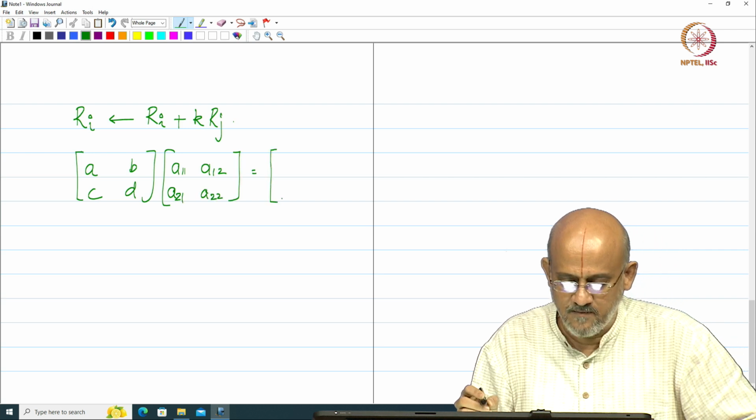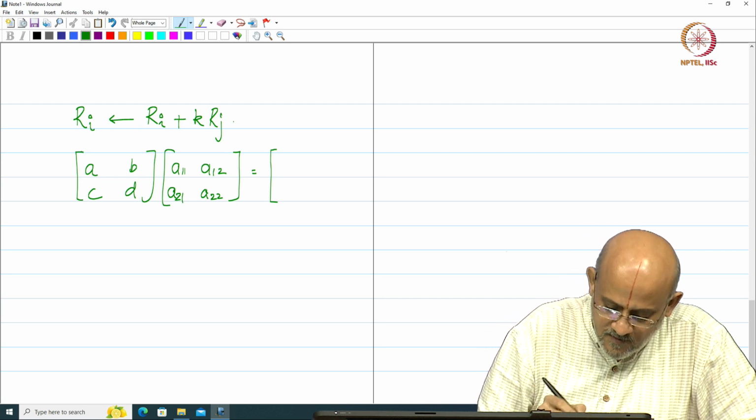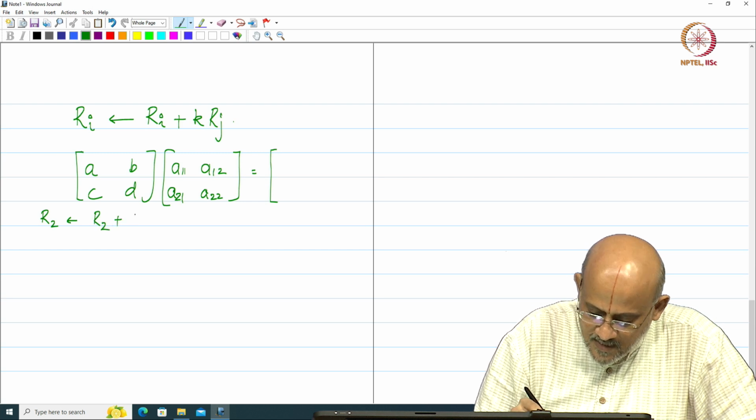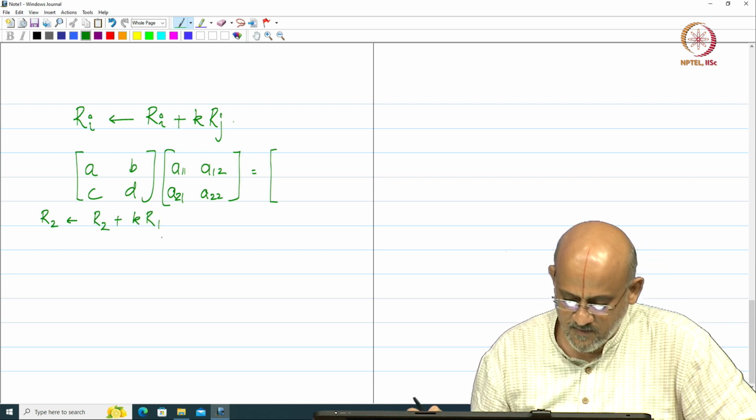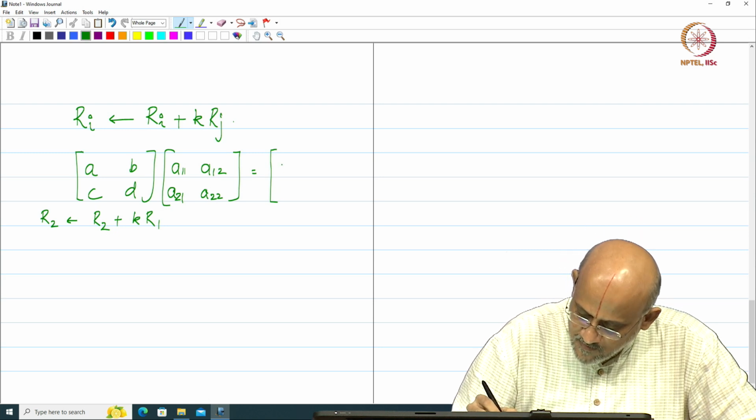So, what is this going to give me? Ri is equal to Ri plus Rj. Let me say for here, R2 is equal to R2 plus K times R1. So, what am I going to get? R2 is equal to R2 plus K times R1. So, R1 is going to remain the same.